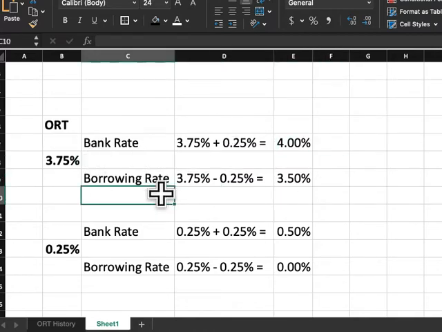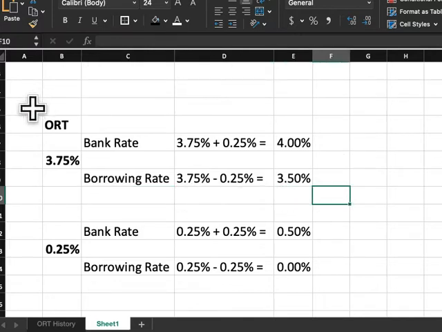The borrowing rate is always set at 0.25% below the overnight rate target. So 3.75 minus 0.25 is 3.5%. And so that's what our first example looked like.